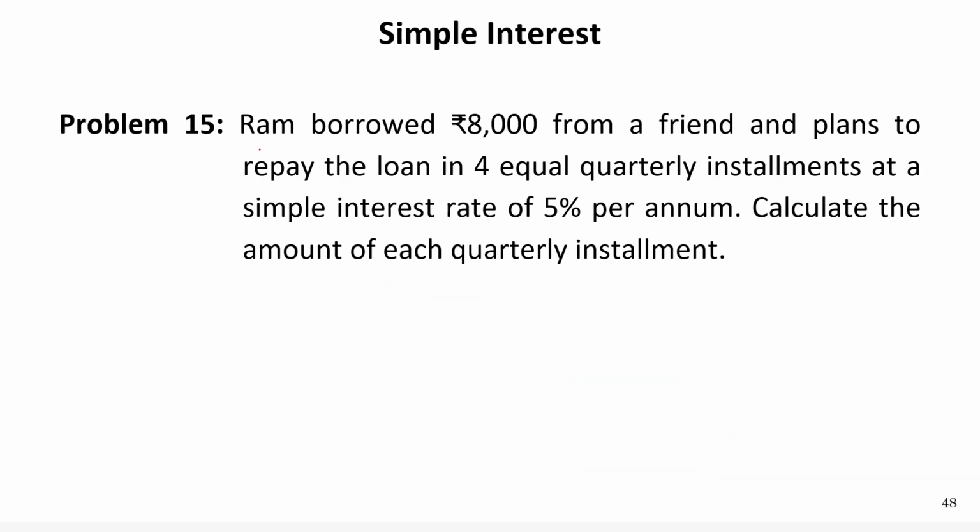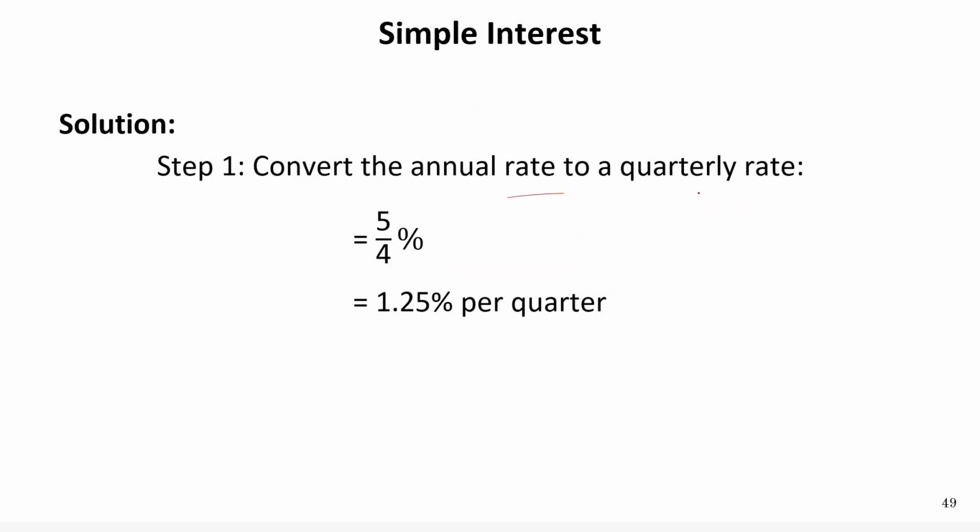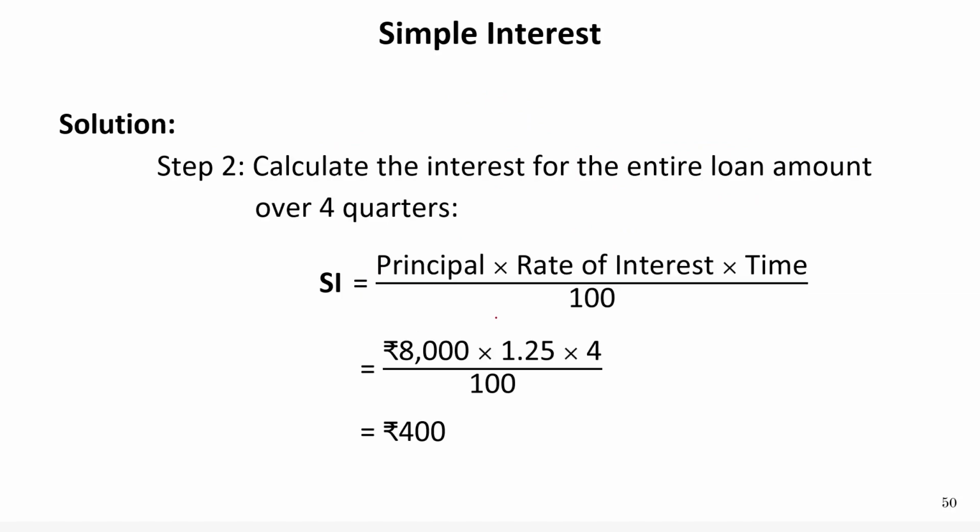Okay. So let's see problem number 15. So Ram borrowed 8,000 from a friend and plans to repay the loan in 4 equal quarterly installments. So here the installment is quarterly. Okay. So just remember this term. At the simple interest rate of 5% per annum. Okay. So calculate the amount of each quarterly installment. So convert the annual rate to a quarterly rate. So 5 by 4% is equal to 1.25% per quarter, right?